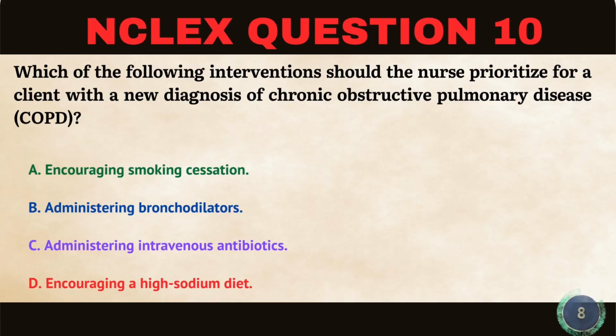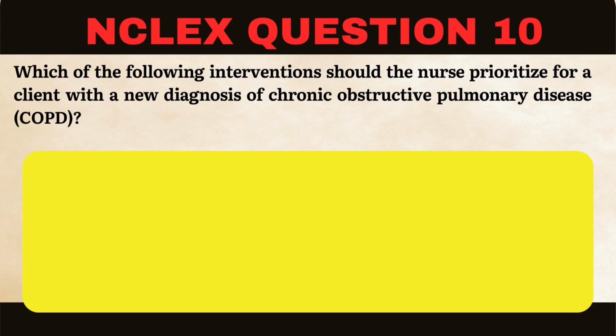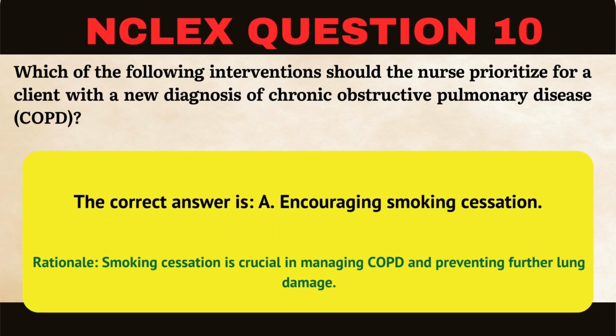Which of the following interventions should the nurse prioritize for a client with a new diagnosis of chronic obstructive pulmonary disease, COPD? A. Encouraging smoking cessation. B. Administering bronchodilators. C. Administering intravenous antibiotics. D. Encouraging a high-sodium diet. The correct answer is A. Encouraging smoking cessation. Rationale: smoking cessation is crucial in managing COPD and preventing further lung damage.